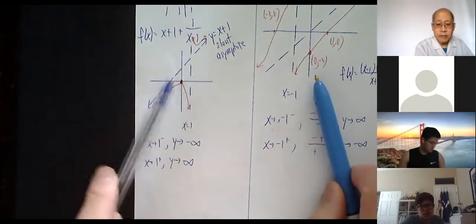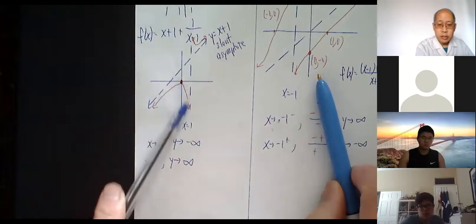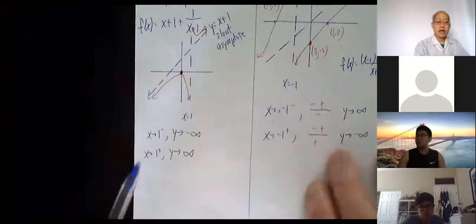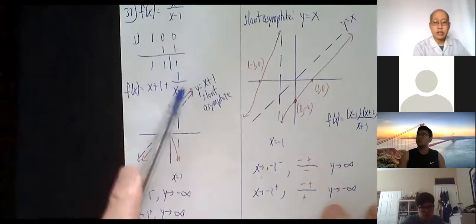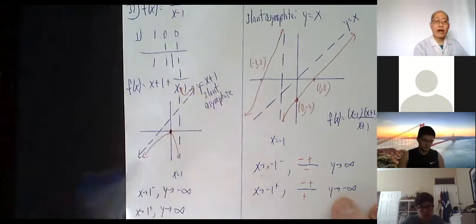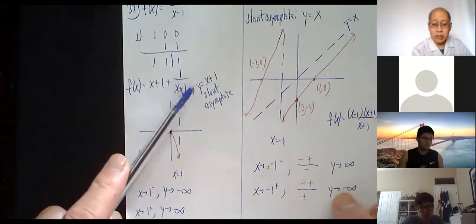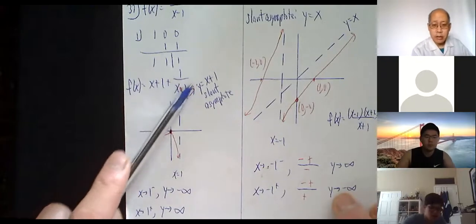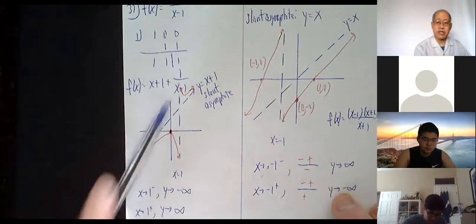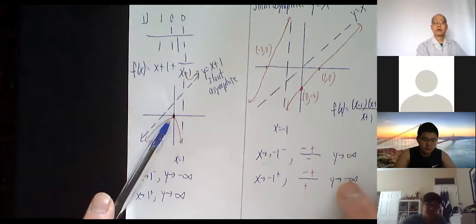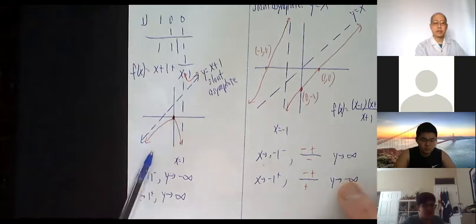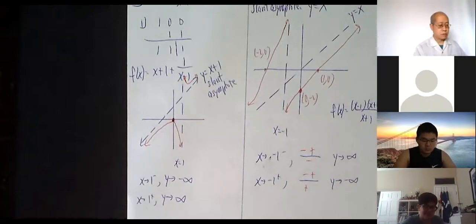If I approach 1 from the left, it touches the origin and shoots down. On this side, however, x approaches 1 coming from the right, it shoots up. And now going way out here or way out here, we approach the slant asymptote. So it shoots up like so, and it shoots down like so, because we have a slant asymptote this time. We don't approach any horizontal line, we approach a slant asymptote, like so.